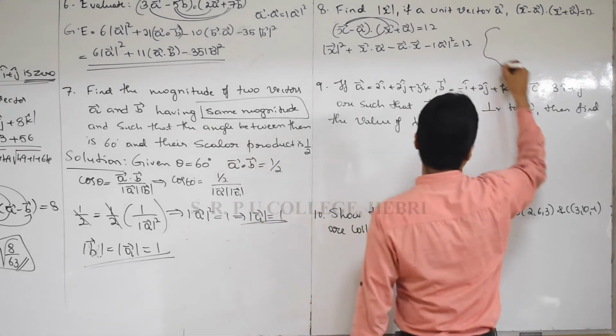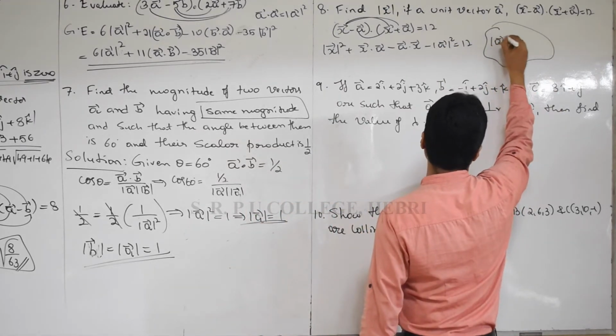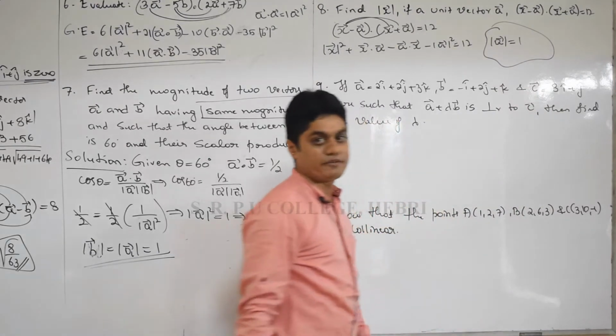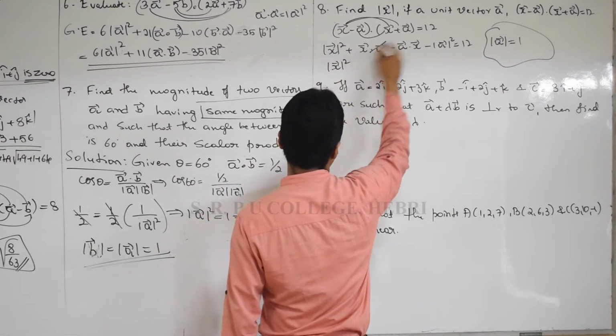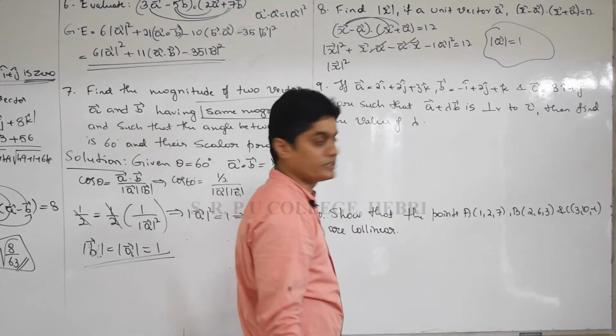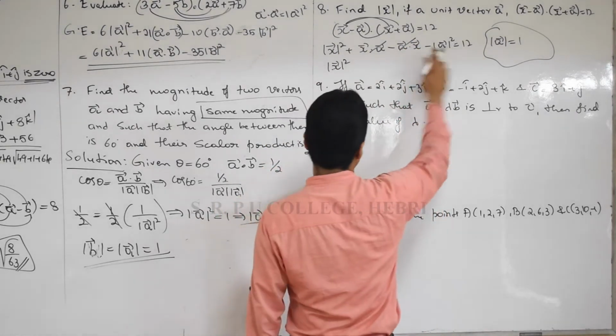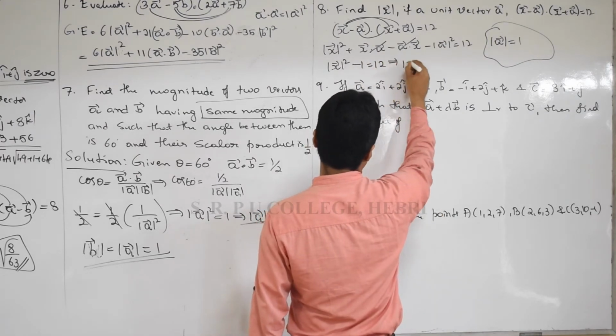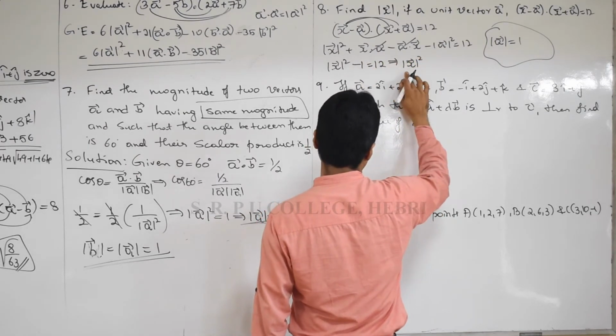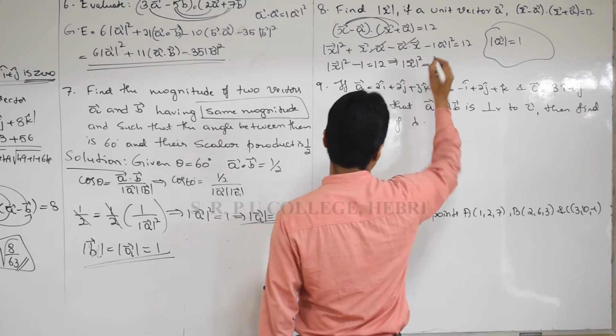It is given that vector A is a unit vector, so its magnitude must be 1. So substitute here: magnitude of vector A whole square, and since the dot product is commutative, the terms cancel, and this magnitude is 1. So this implies magnitude of vector A cross vector x, whole square, is equal to 13.